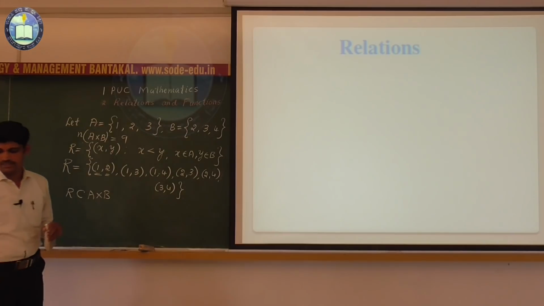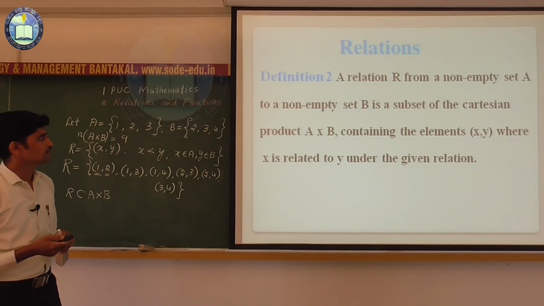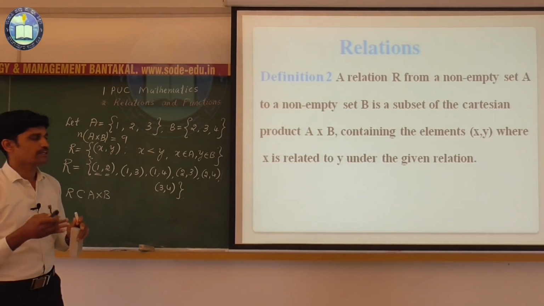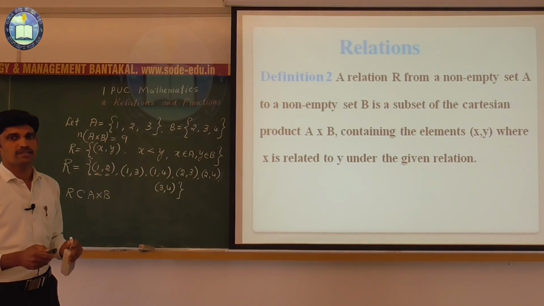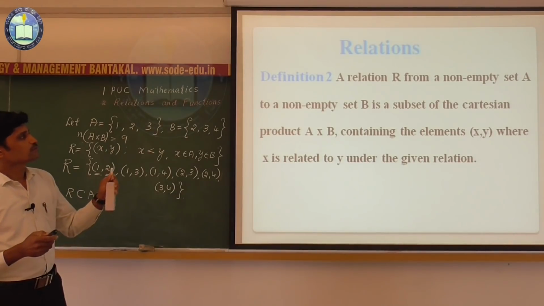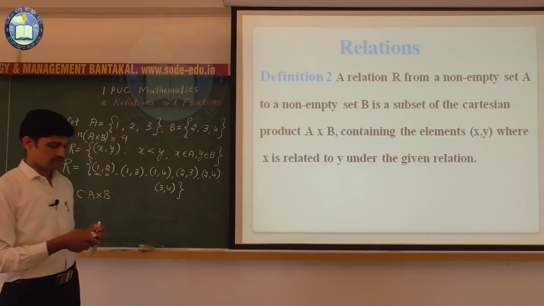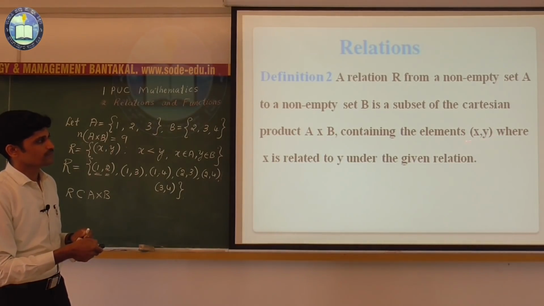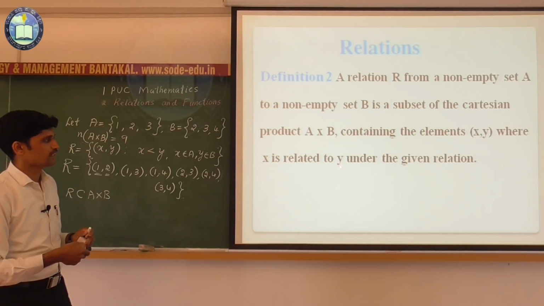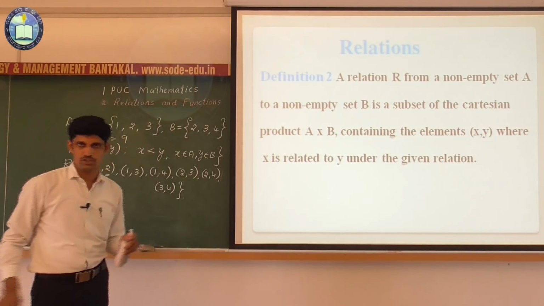Therefore, a relation R is defined from a non-empty set A to a non-empty set B, because to define the Cartesian product of two sets A and B, the sets A and B must be non-empty sets only. So relation is a subset of the Cartesian product A cross B containing the elements x, y. A relation should contain the element x, y, where x is related to y under the given relation. x must be related to y. Otherwise, it does not belong to that relation.